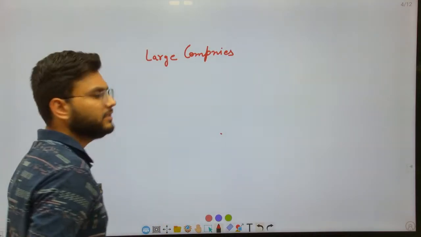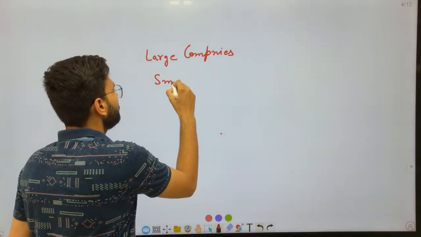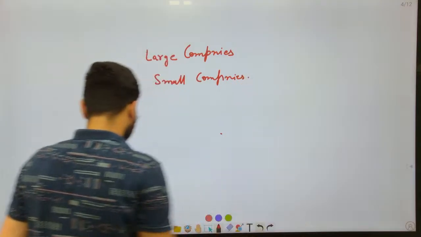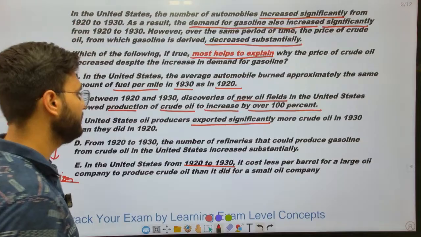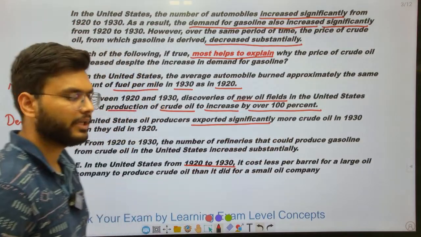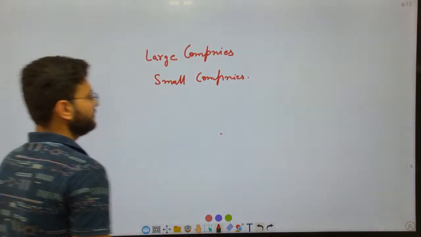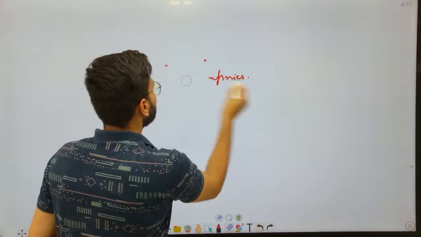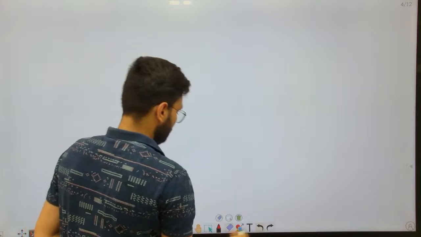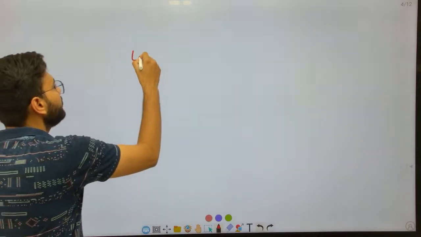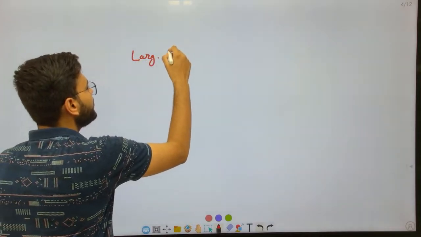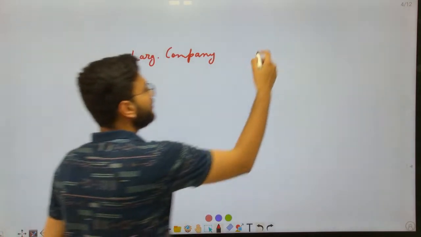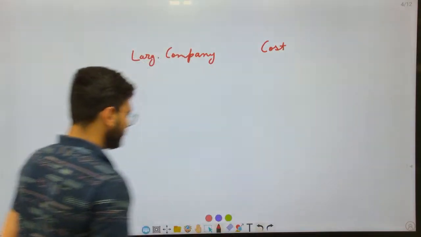I have large companies and small companies. You can see I have large company and small company. Now what is happening? Oh, I can write it like this also. We believe that when you have a large company, what is happening? My cost, the factor of cost.